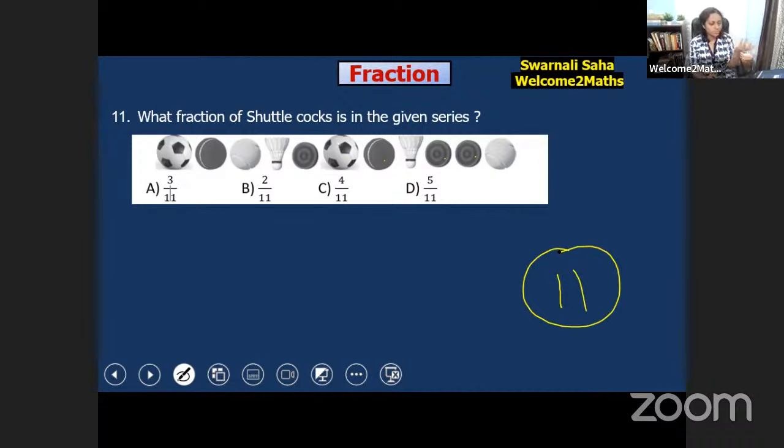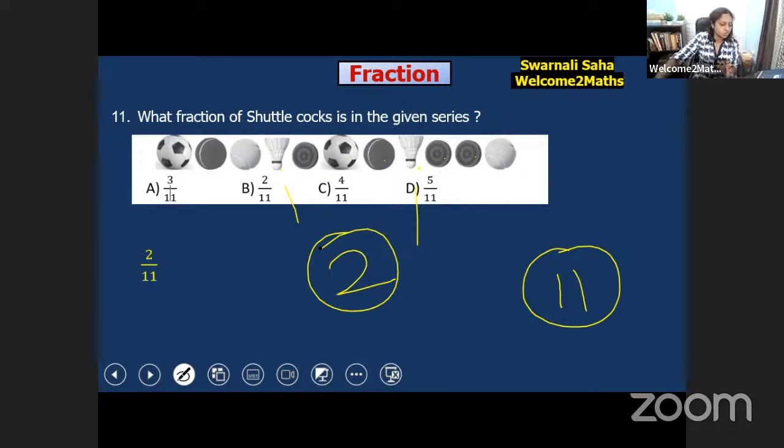Balls, footballs, cricket balls, many things, shuttlecocks, many things are there. And how many shuttlecocks only? You see just 1 and 2. There are 2 shuttlecocks only. So what would be the fraction? It's so easy, it is 2 by 11. That is the answer. Okay. And in option B, you can see it's 2 by 11. So option B is the right one. Answer is B, 2 by 11.